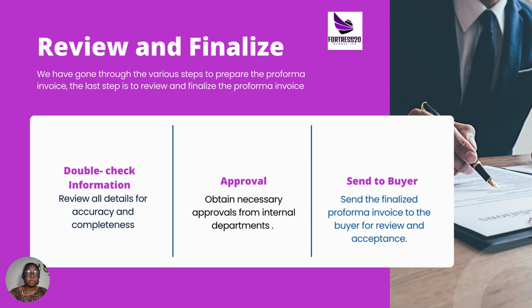I've taken you through 10 steps to prepare your Proforma invoice. The last step is to review and finalize the Proforma invoice. Double check the information on the Proforma invoice. Review all the details. Check if they are correct and they are complete. Get approval from the internal departments like finance or sales, so that they are also in the know of what is stated on the Proforma invoice. Then send the Proforma invoice to the buyer for their review and acceptance.